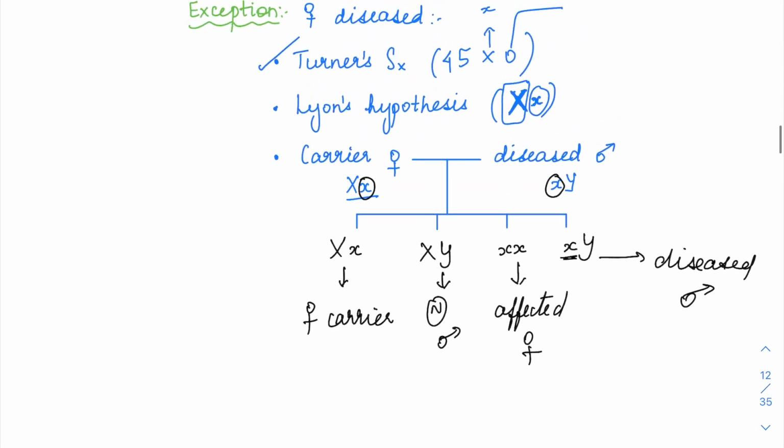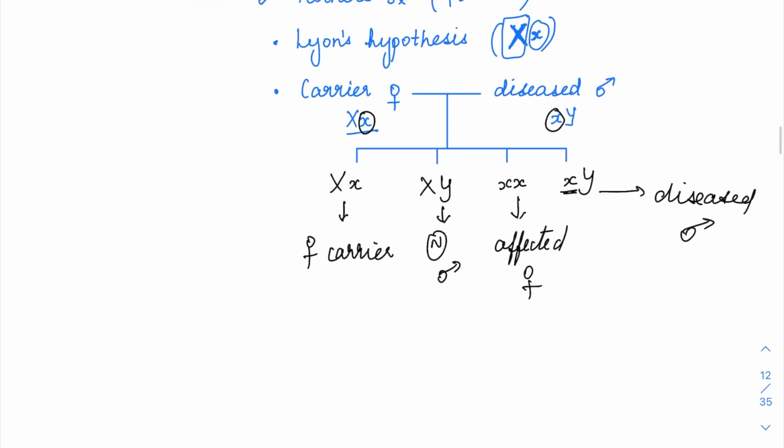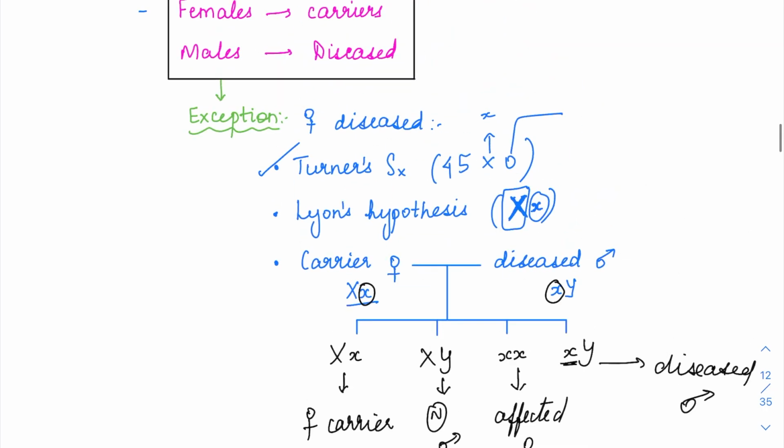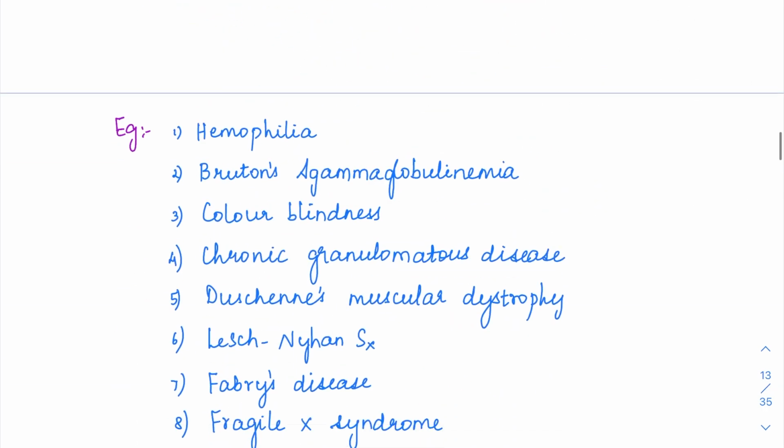So in these 3 conditions, that is Turner syndrome, then Lyon's hypothesis wherein the normal X is randomly inactivated, and then this carrier female marrying a diseased male in the X-linked recessive pattern, in these 3 conditions alone, a female can be affected. Okay, so these exceptions are again important.